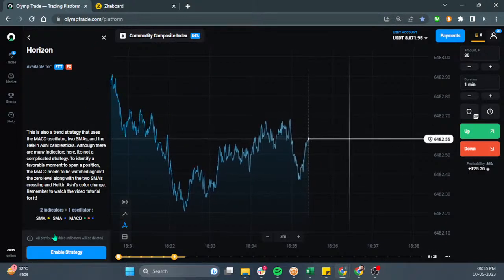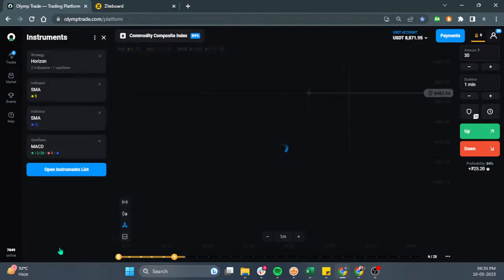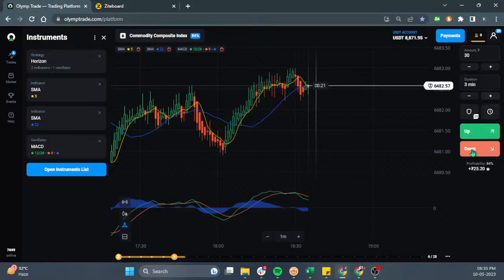So basically, Horizon is composed of two SMA indicators and one MACD oscillator. Right now, if you see over here, you have the strategy implemented. Okay. So let me do one thing. Let me take a trade.